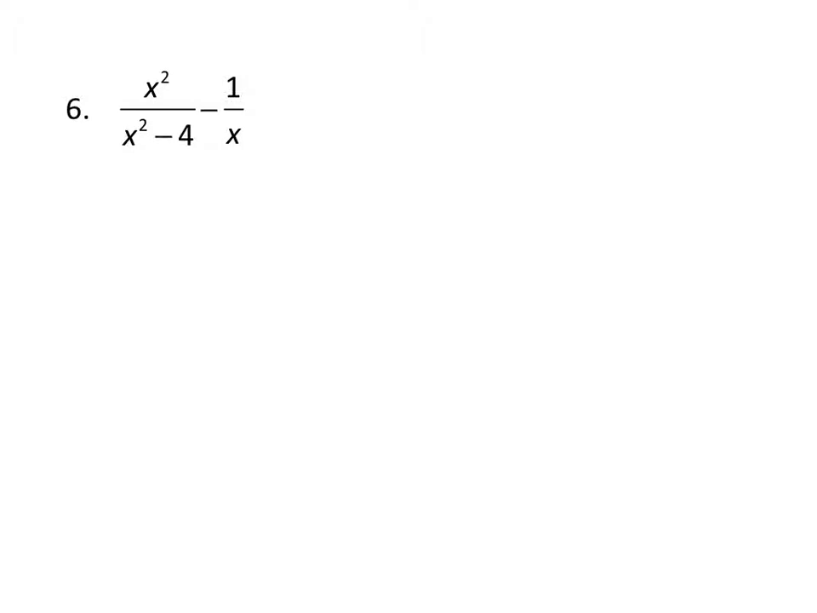Okay, so the next one, we want to get the bottom fully factored. So x squared minus 4 can be x plus 2, x minus 2. And so the factors that I have in the bottom are going to include x plus 2, x minus 2, and x. That's going to be my least common multiple. It's going to need all of those factors.